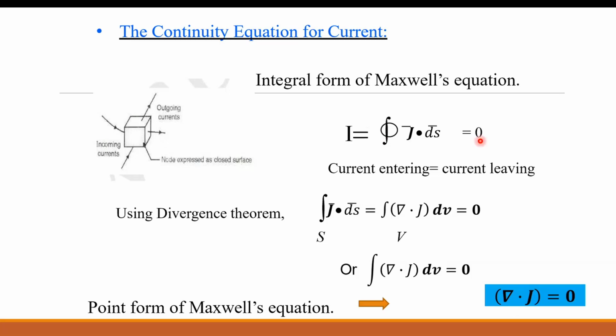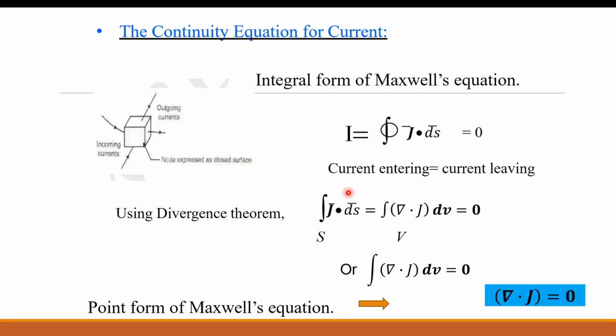What is j bar? J bar is current density, and it is measured in ampere per meter square. What we can write? Current entering is equal to current leaving. So this integration of j bar dot ds bar is equal to 0, and this is called the integral form of Maxwell's equation from the continuity equation. We have seen the equation I is equal to j bar dot ds bar in some lecture, where we related these quantities when we saw the basics of current and charge.